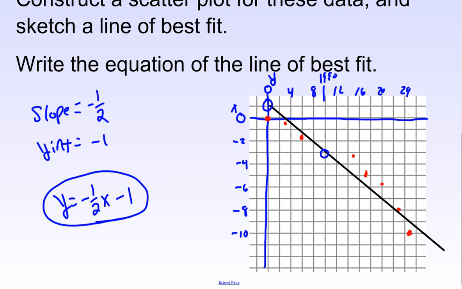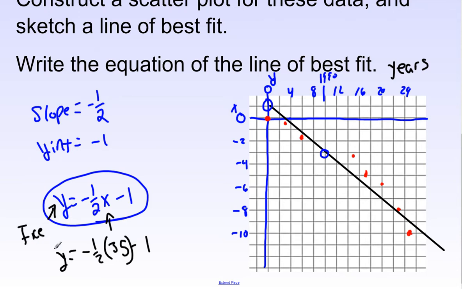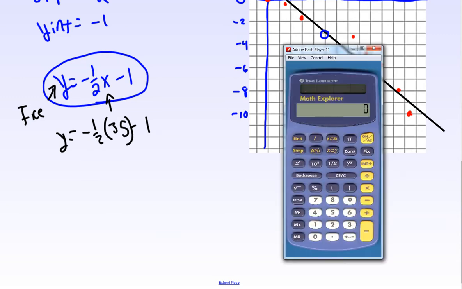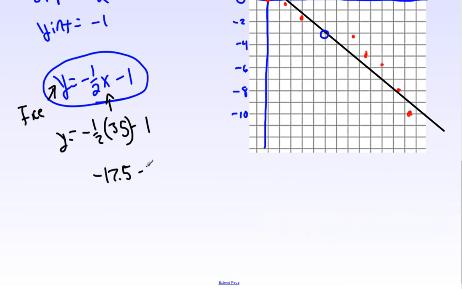Luckily, we still have our equation. The x variable is our years. So if we want to know what happens in 35 years, we plug 35 in for our x variable. And then our y variable is the amount of ice gain or loss. So let's do the math. -1/2 times 35, that's going to be roughly 17.5. 0.5 times 35 equals -17.5. It's always good to check your work just in case you're unsure. And -17.5 minus 1 is -18.5.